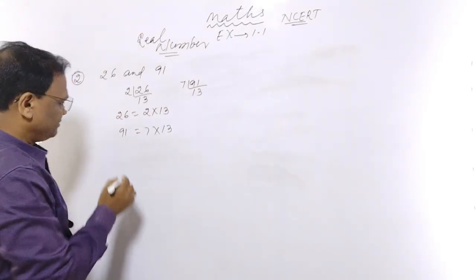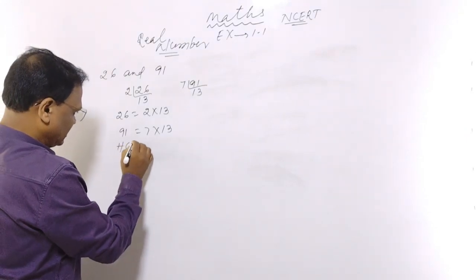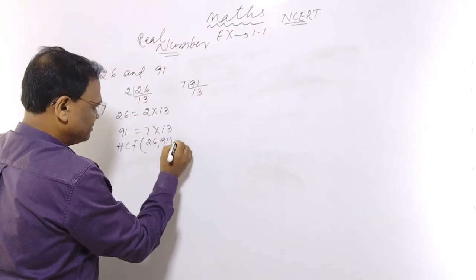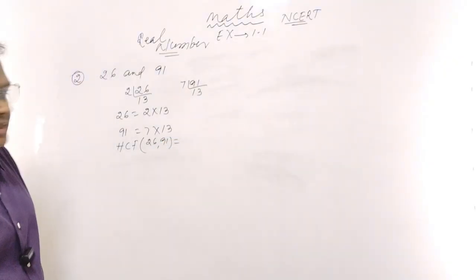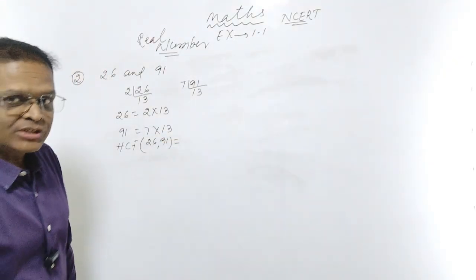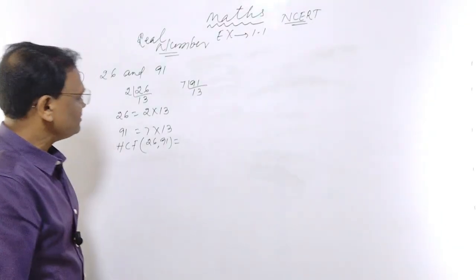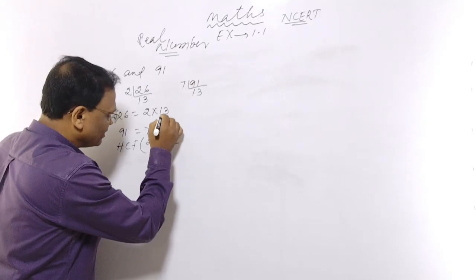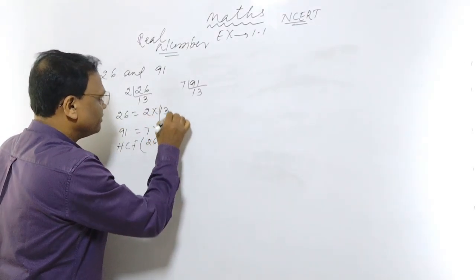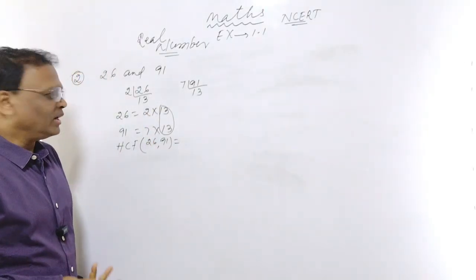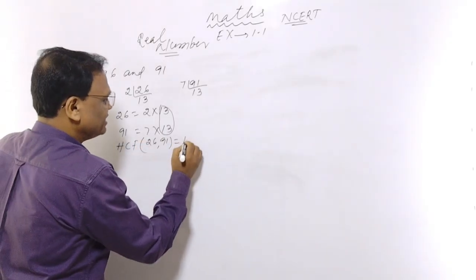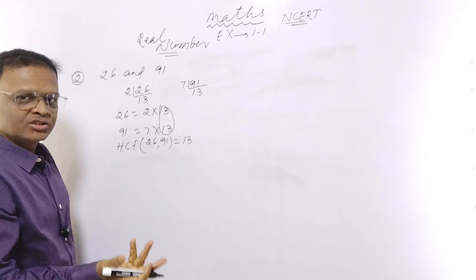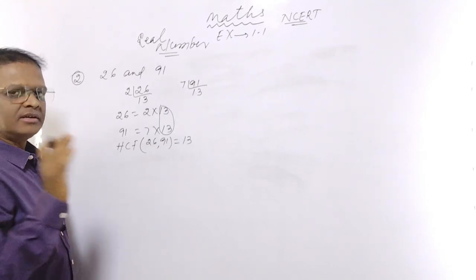First I'll find the HCF of these two numbers, 26 and 91. HCF is the highest common factor. What is the common factor? Check it. These two are common, only one, so your HCF is 13. Now the HCF of 26 and 91 is 13.